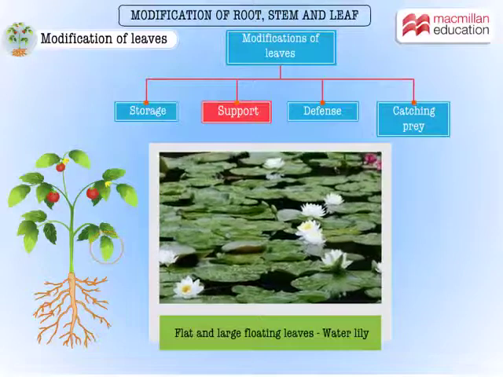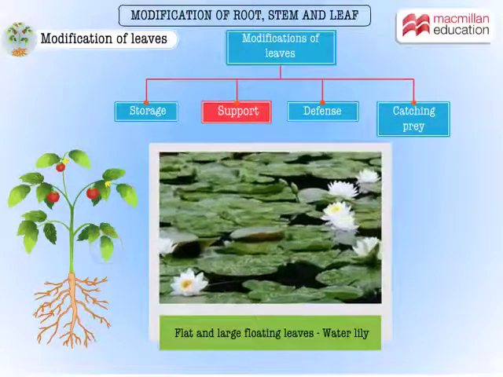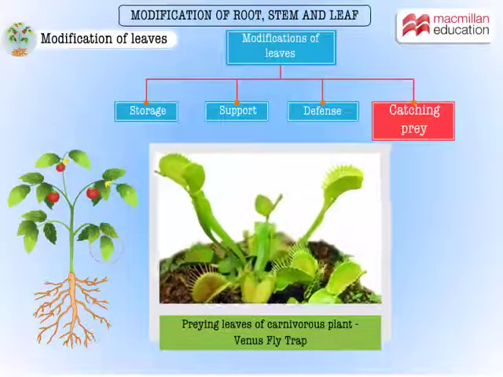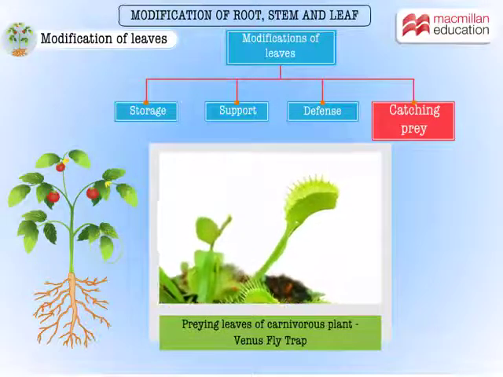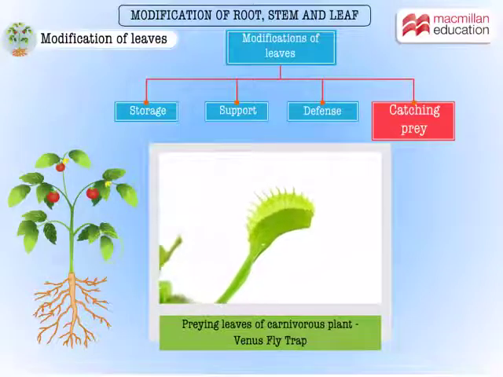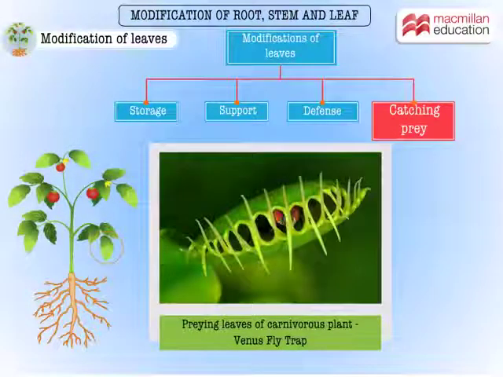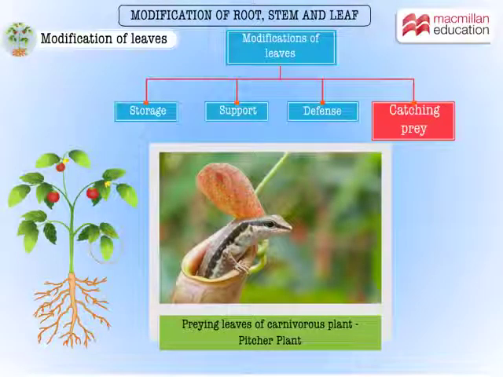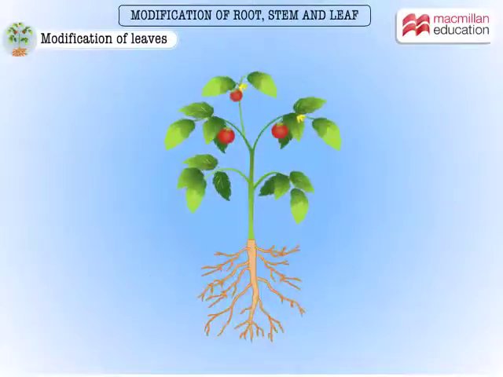Water lilies have flat and large leaves to help them float on water. The most unique modification is seen in carnivorous plants like the Venus flytrap and the pitcher plant. Here, the leaves are modified to trap and digest small animals. We have come to the end of this module on plant modification.